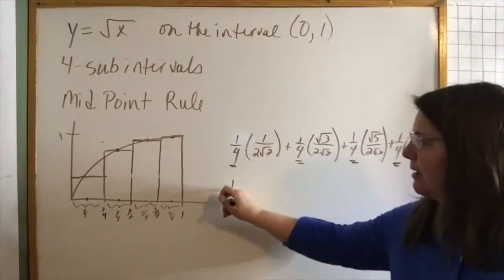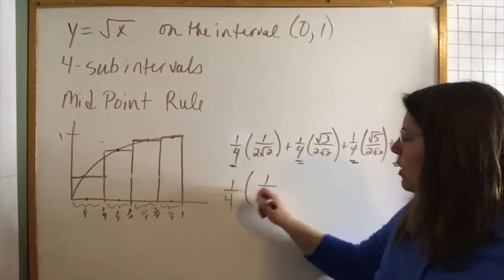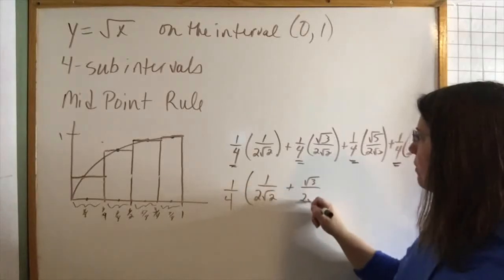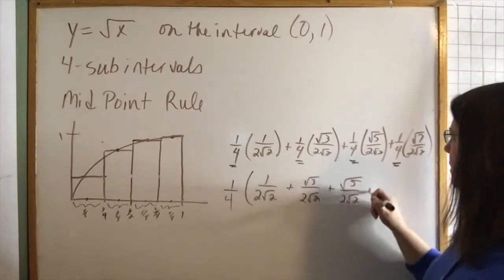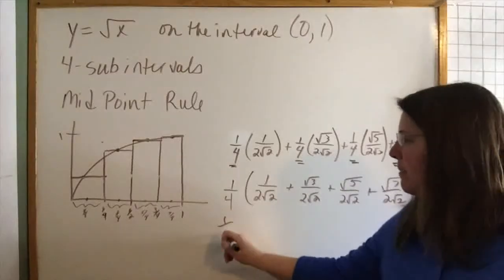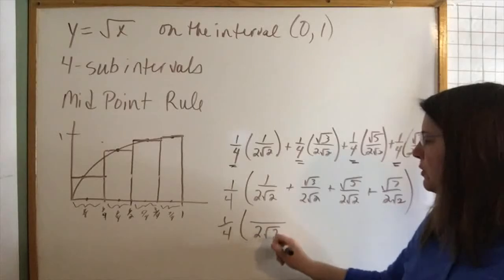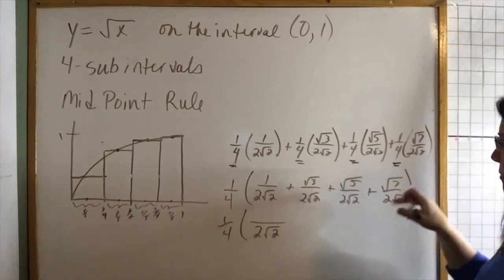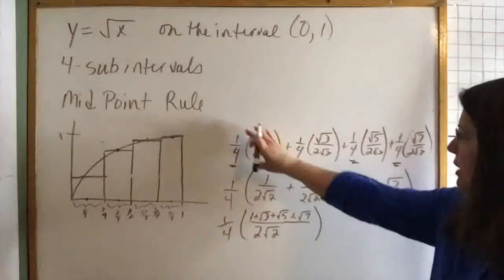So couldn't I say, if I wanted to simplify this, that is 1/4 times 1/2 square root of 2 plus square root of 3/2 square root of 2 plus square root of 5/2 square root of 2 plus square root of 7/2 square root of 2. And then wouldn't that simplify my math a bit? My denominators are all the same. That's 2 square root of 2. My numerator is 1 plus square root of 3 plus square root of 5 plus square root of 7. And that might be a little bit easier to plug into my calculator rather than putting all of this in.